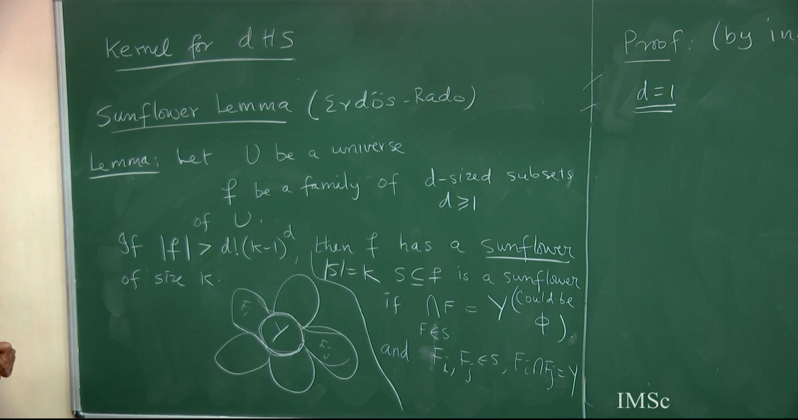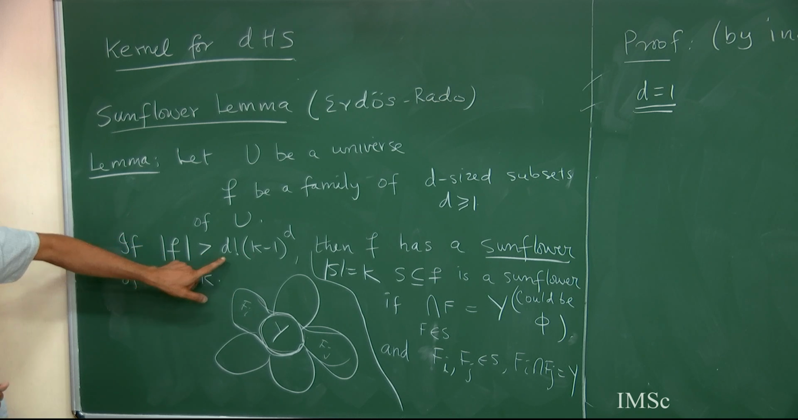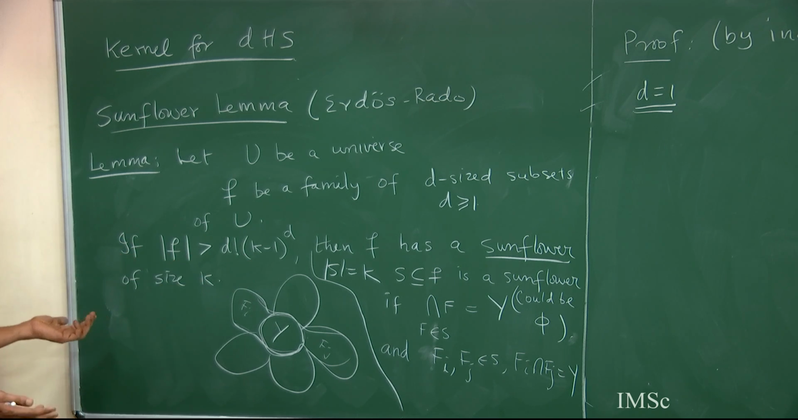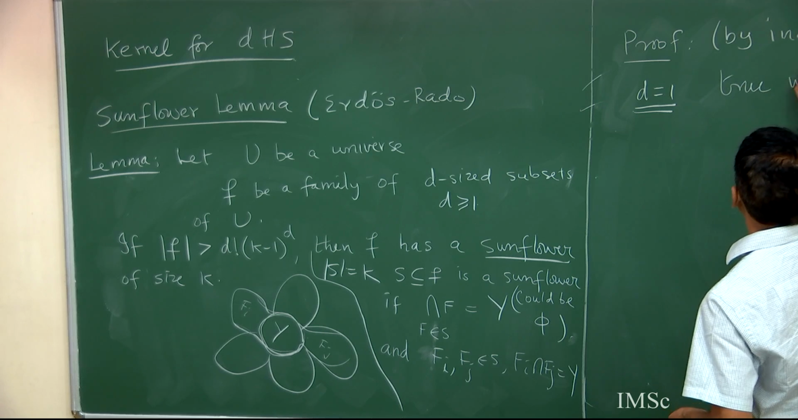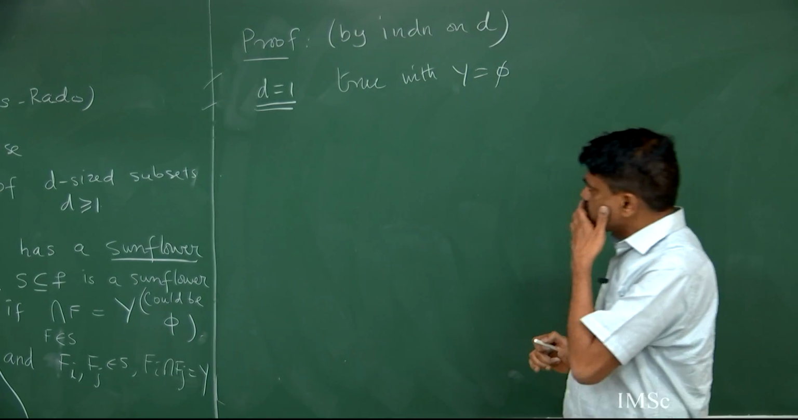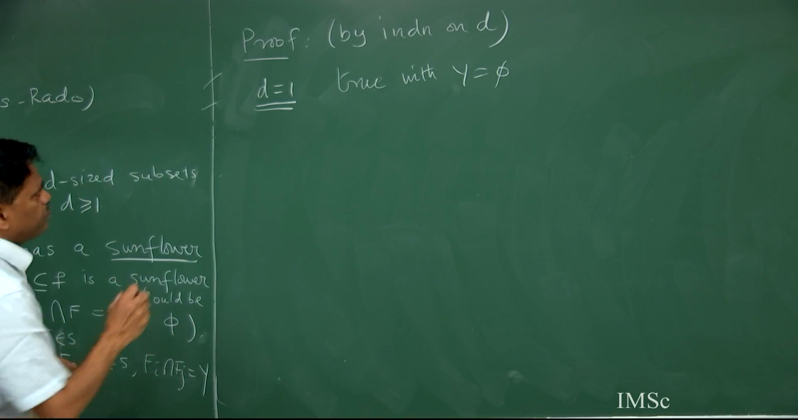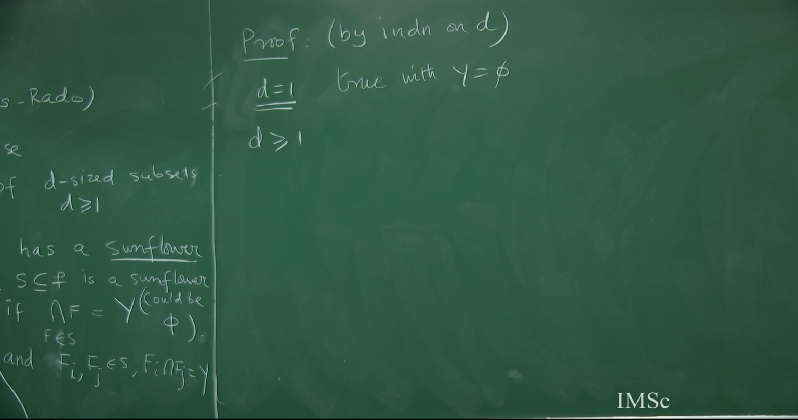Right. So when D is 1, what is this saying? I have a family, all these sets are distinct, no pair of sets repeat. Then it's a family of singletons, and D is 1 means I have strictly more than k minus 1 of them, so there are at least k of them. Note that if you have a family of pairwise disjoint sets, that is a sunflower with empty core. So for D equal to 1, every pair is disjoint, so true with Y equal to empty. Your family has more than k minus 1 sets, so at least k sets are there. Pick any k sets, they are pairwise disjoint with the empty core, you have a sunflower with k petals.